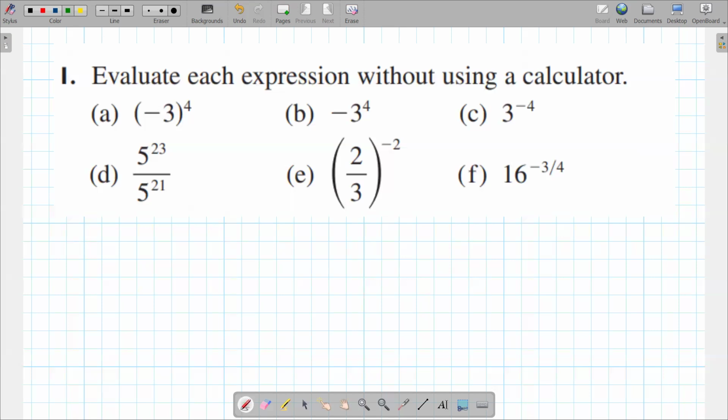It would be under 1. It'll be under 1, so it'll be 1 over positive 81, right? This is 5 squared. This is 3 over 2 squared, whatever that is. What about F? How do you do F?